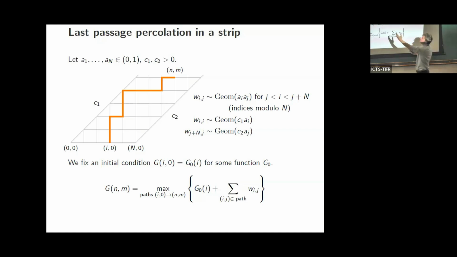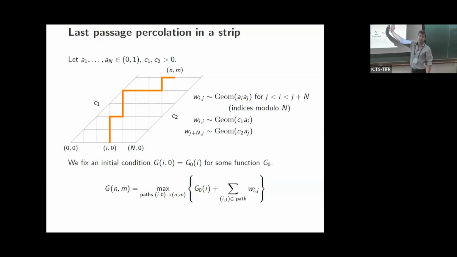And here in this picture, I don't know where is the first bisector, and it does not really matter. So now the setting is this one. It should depend on capital N parameters, where capital N is the size of the strip, and two parameters for the boundary, C1 and C2. And I take my weights to be geometric of parameter AI, AJ. Now AI, AJ are understood modulo N.